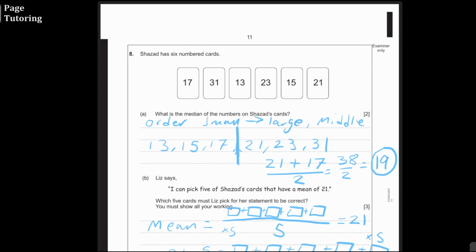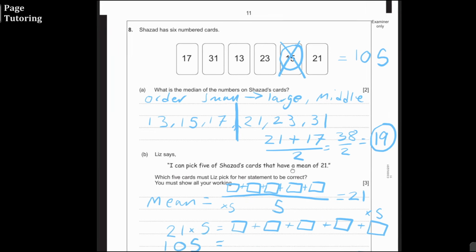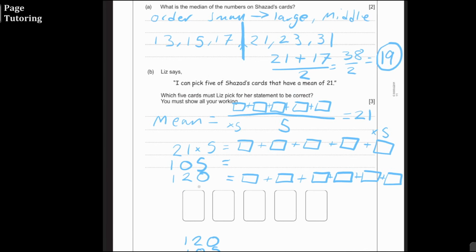We want to take away one of the cards to make it 15 lower. And lo and behold, one of our cards is actually 15. So all of the remaining cards here must add to equal 105. So now we just need to copy that out below.